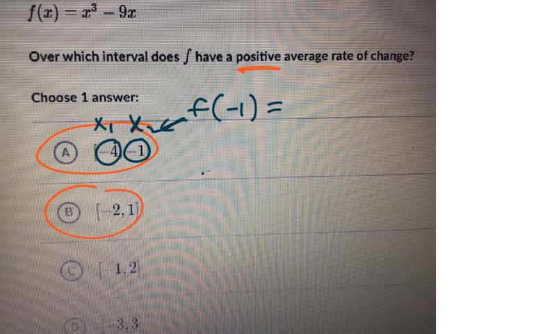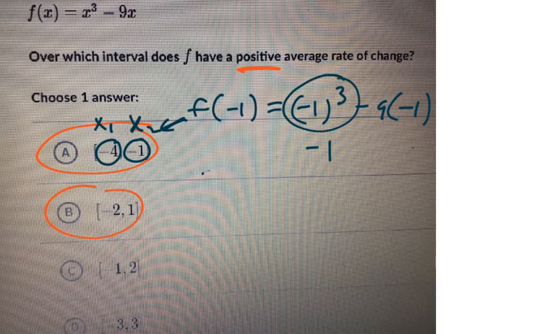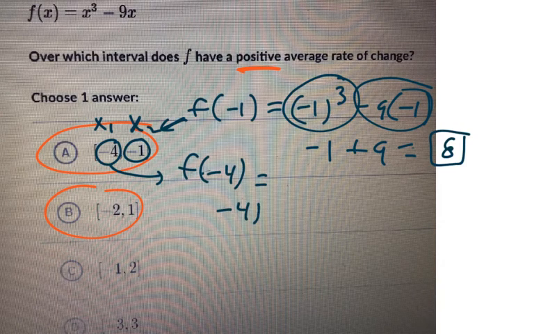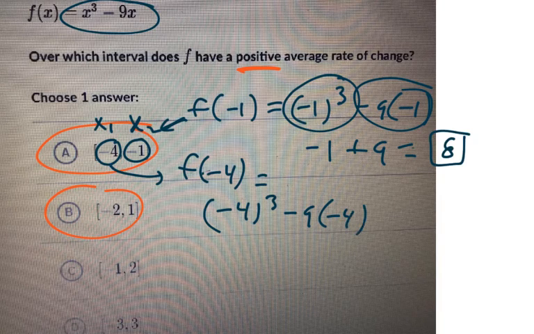That came from there. We're going to get negative 1 cubed minus 9 times negative 1. This is negative 1. This is positive 9. So I get an 8. All right, now let's do the negative 4 part. We're going to do f of negative 4. So we're going to plug that in up here, right? So negative 4 cubed minus 9 times negative 4.